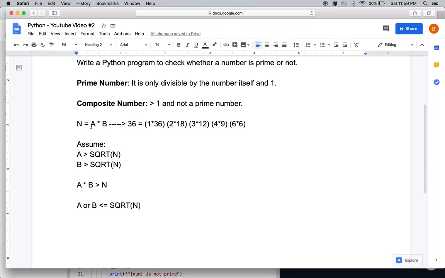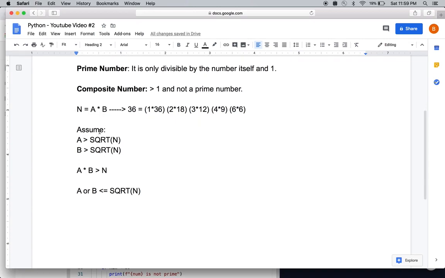So let's say n is the number that we're checking, and let's just assume that it's a composite number. It's not a prime number, right? We can definitely write n like this, as a pair of factors. Like let's say 36 is the composite number. We can say it is the result of 1 times 36, or 2 times 18, or 3 times 12, whatever, right?